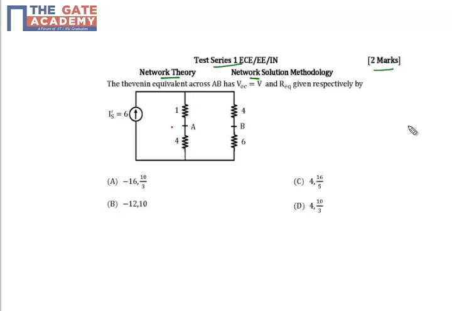In the question we have one network which contains a current source of 6 ampere value, and the question says to calculate the Thevenin voltage and resistor across the points A and B. We need to simply calculate the VTH and RTH across A and B.